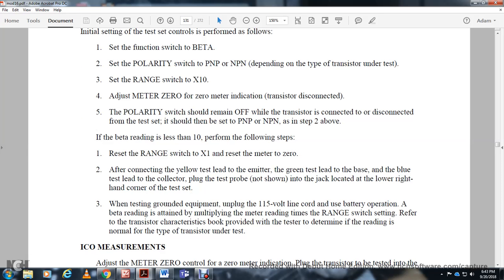Reset the meter to 0 after connecting the yellow test lead to the emitter, the green lead to the base, and the blue test lead to the collector. Plug the test probe into the jack located at the lower right hand corner of the test set.